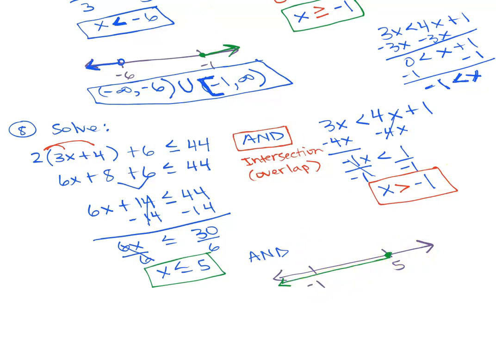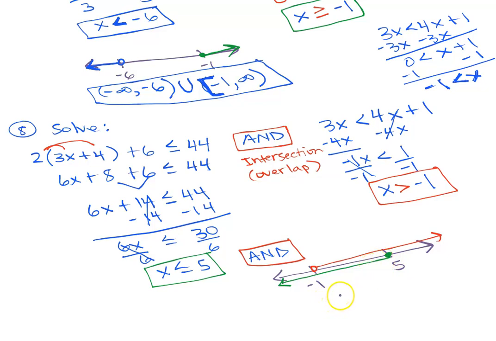Okay, now let's look at the other one. x is greater than negative 1. So I have an open circle at negative 1, and then everything bigger than it, that way. And again, I want to look and see what I have. Okay, it's the and statement, so that means I need the overlap. And so these are overlapping between negative 1 and 5, but also including 5.